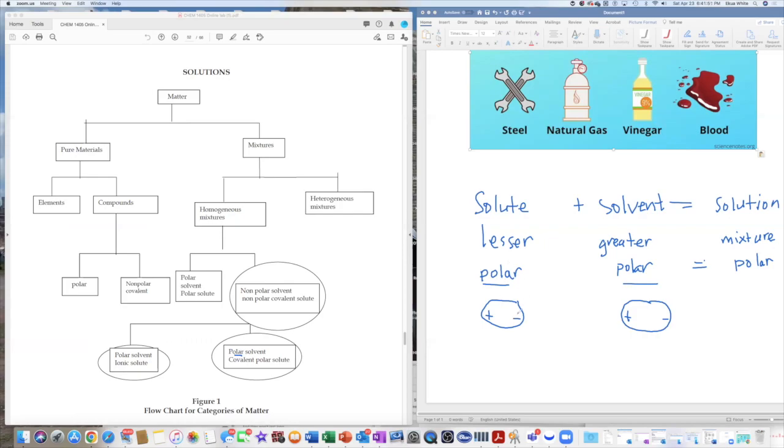So if you have one polar molecule dissolving another polar molecule, you can see why, right? The negative end attracts the positive end here, and then the negative end attracts the positive end here, and together they're able to form the solution, okay? We're seeing right here that an ionic solute will dissolve in the polar solvent.